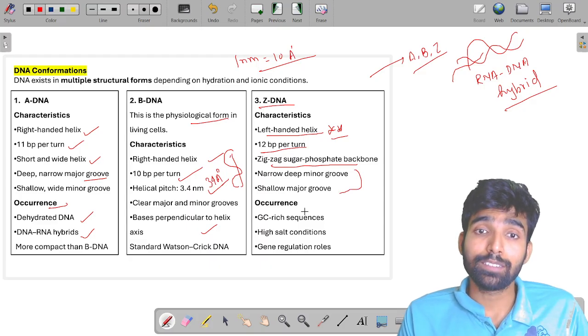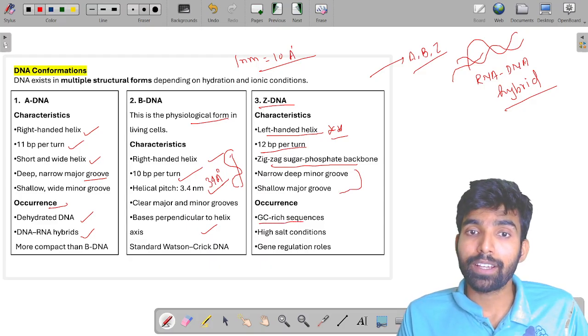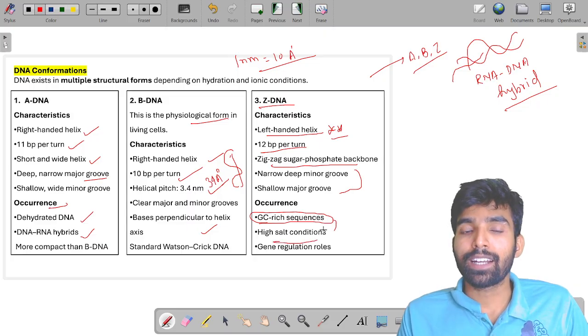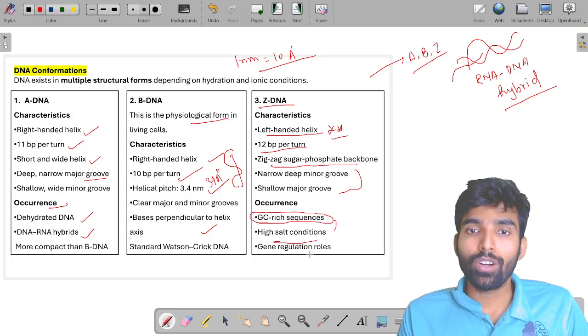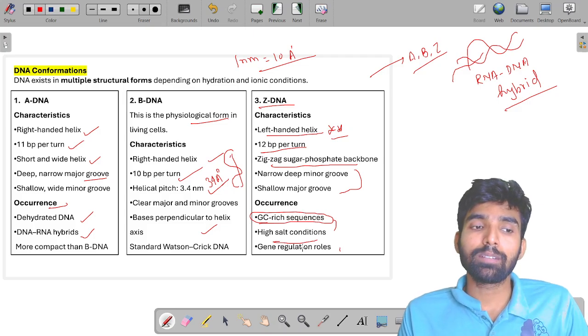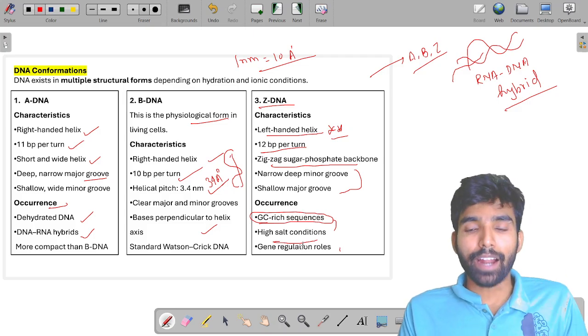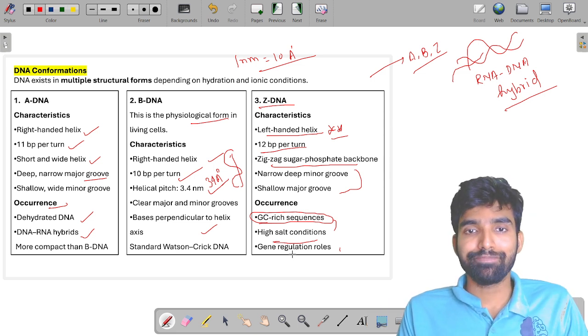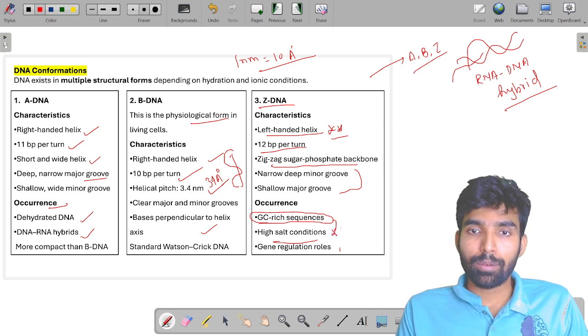When is Z-DNA formed? It can be in GC-rich sequences. Let's say some of your DNA has a higher amount of GC. In some condition, maybe high salt condition, they can take the Z conformation. Or in a gene regulation role, where there is some Z-DNA binding protein, and during some viral attack Z-DNA plays a beautiful role. The best thing to remember is that high salt concentration promotes Z-DNA formation.